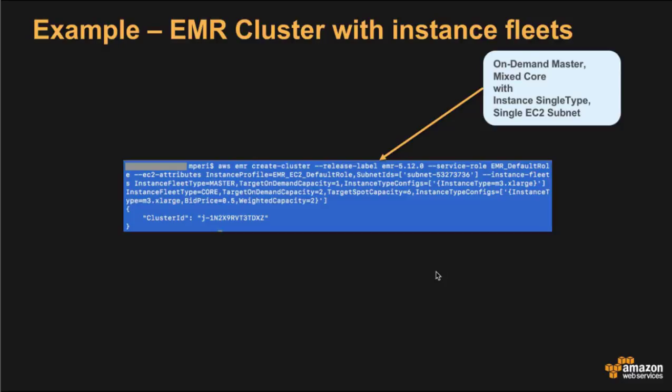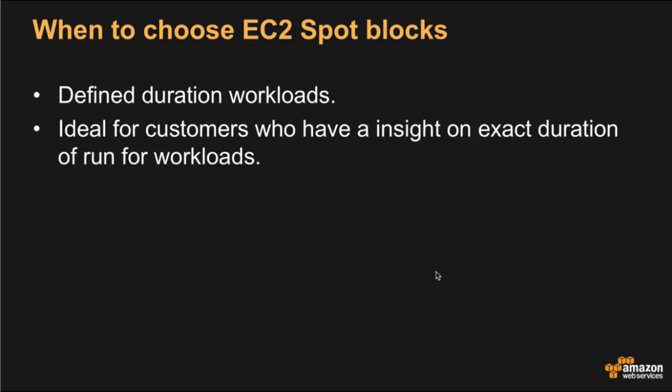You basically submit this request to EMR, and it's going to provision a cluster for you with the specification that you have given. So moving on to the third choice: we covered instance groups and instance fleets, and the third choice is Spot block. When is it a good time to choose Spot block? Essentially, you say, I really am excited about the cost savings compared to on-demand, but I do want to make sure that once my job starts, I have to finish it within 1 hour, 2 hours, or up to 6 hours.